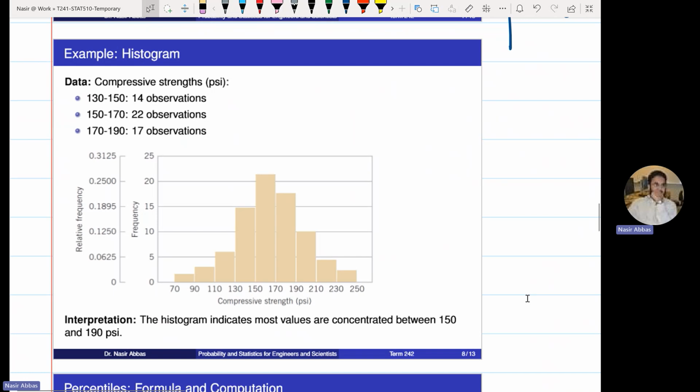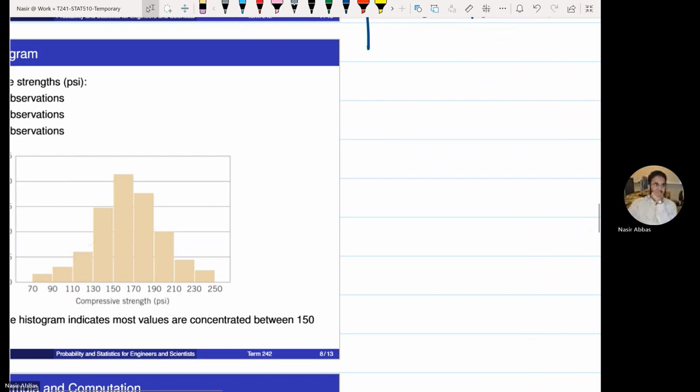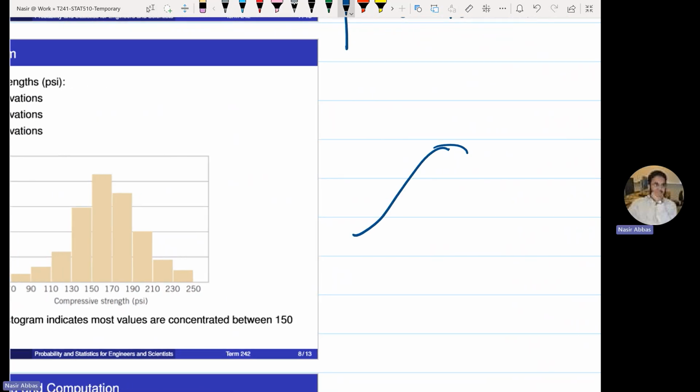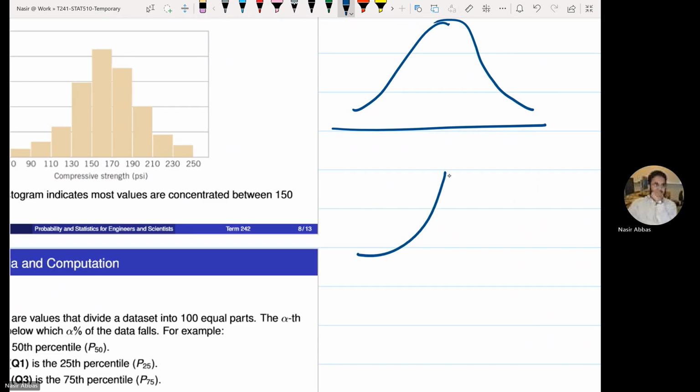So here is an example of a histogram. In this histogram, what is the shape of the data? Symmetric. What is symmetric? No, normal is one of symmetric, but there are many other symmetric. This is normal, right? Is this normal? But this is symmetric.